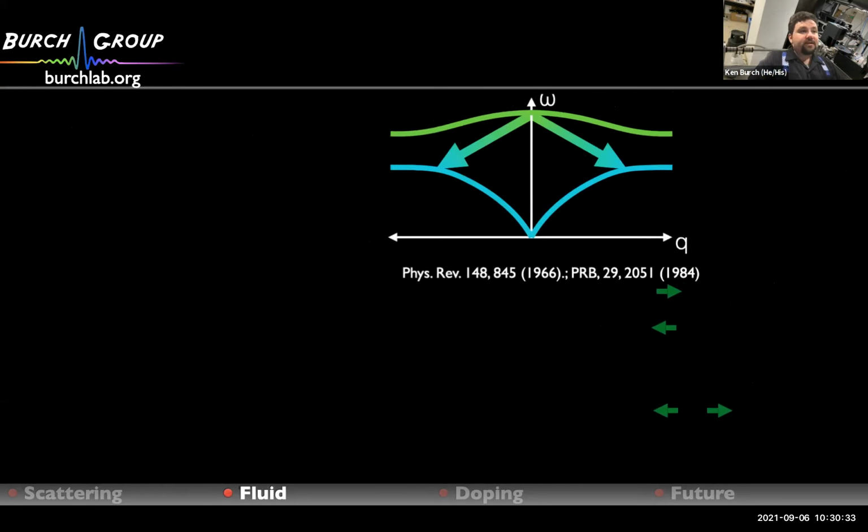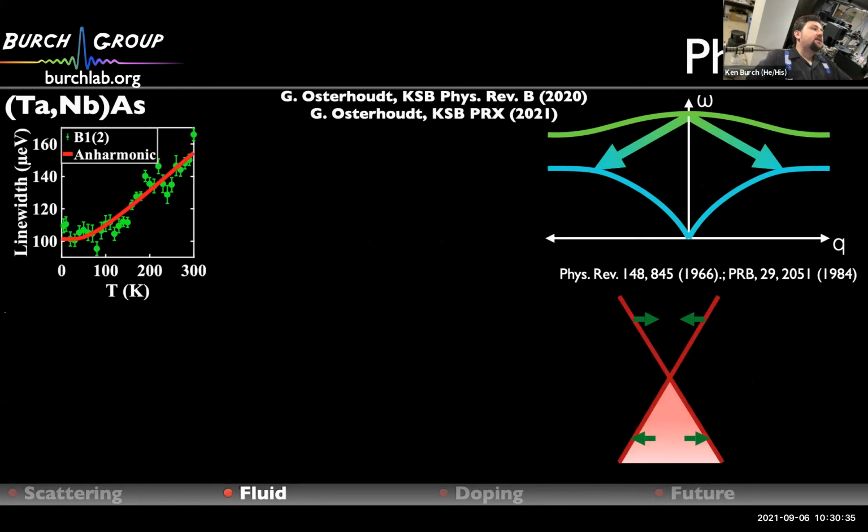So here's our data from tantalum arsenide. We have a similar result in niobium arsenide. What we found is that some of the modes of particular symmetries, in this case B1, have line widths versus temperature that look exactly like what you would expect for anharmonic scattering. Basically, as you heat it up, you see it grow following a Bose function at omega over 2, consistent with the idea that as you raise temperature, you're just populating more and more acoustic modes by anharmonic scattering.